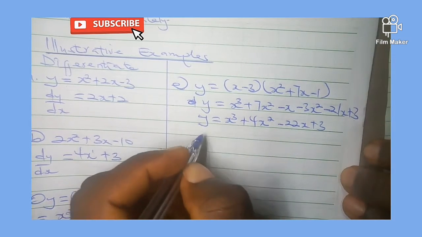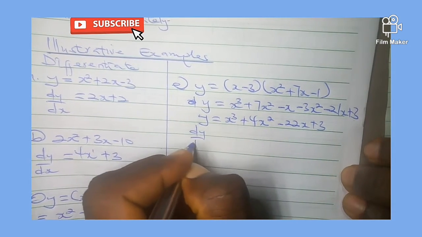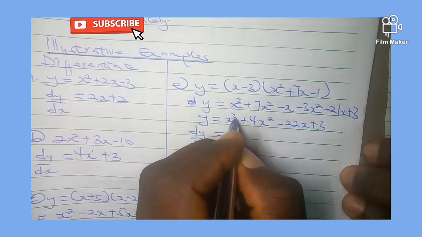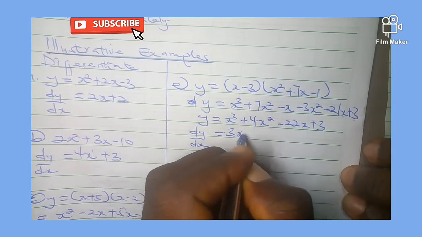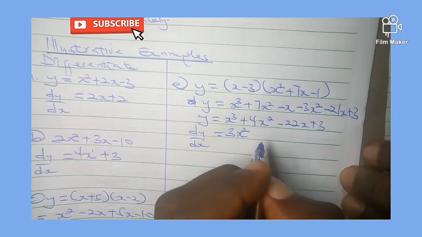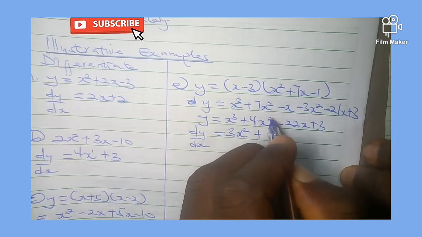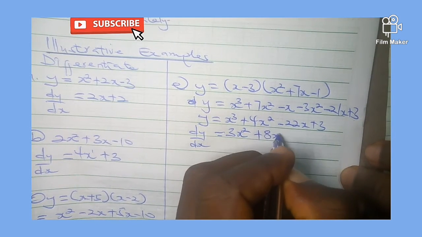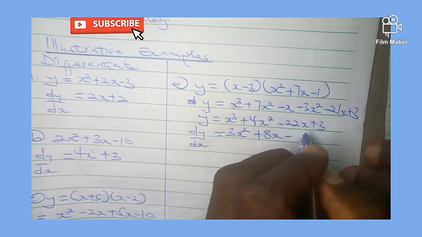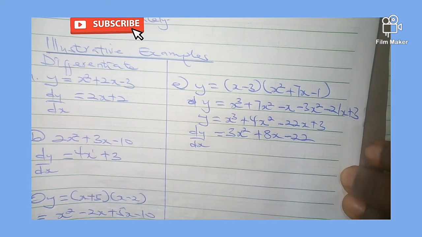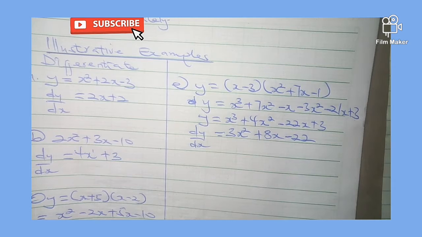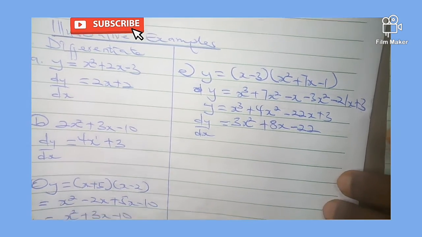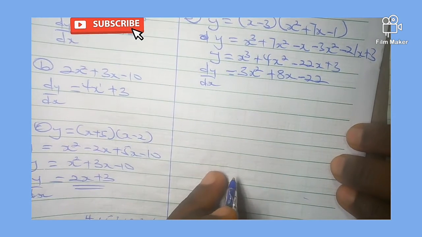Good. So dy/dx is equal to 3x squared, good, plus 4 times 2 gives me 8x, and this 2 minus 1, okay, minus 22. Good. So that's all. Okay, let's try the last one.